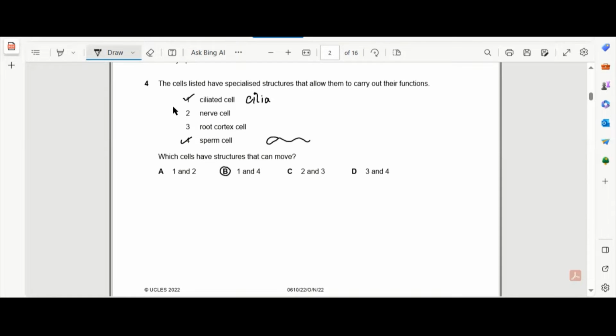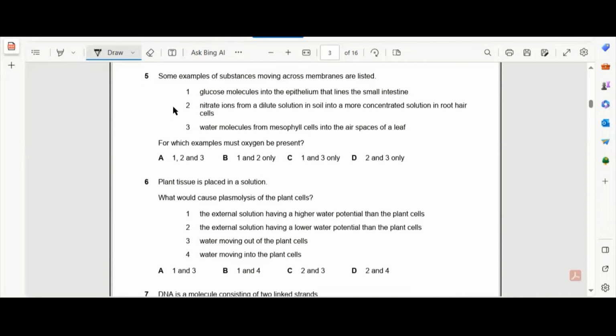So 4B. 5. Some examples of substances moving across membranes are listed. 1. Glucose molecules into the epithelium that lines the small intestine. 2. Nitrate ions from a dilute solution in soil into a more concentrated solution in root hair cells. 3. Water molecules from mesophyll cells into the air spaces of a leaf. For which example must oxygen be present?